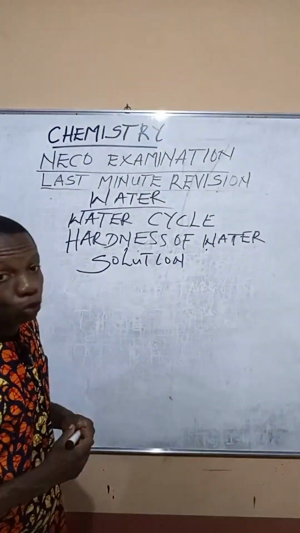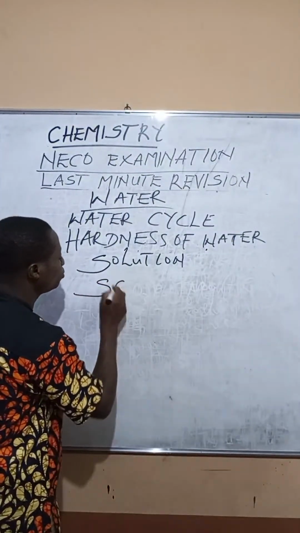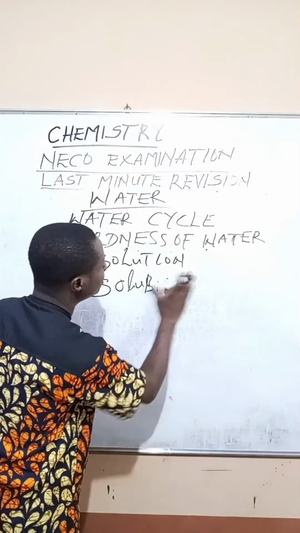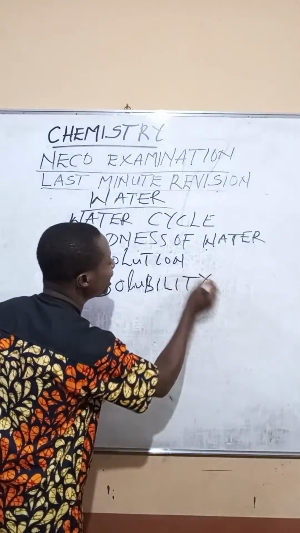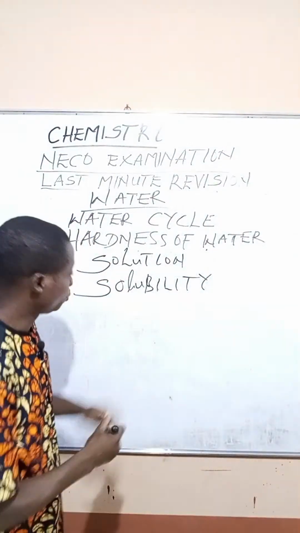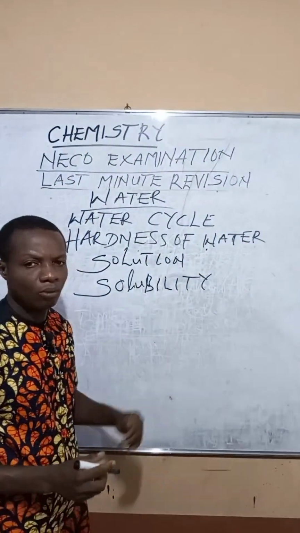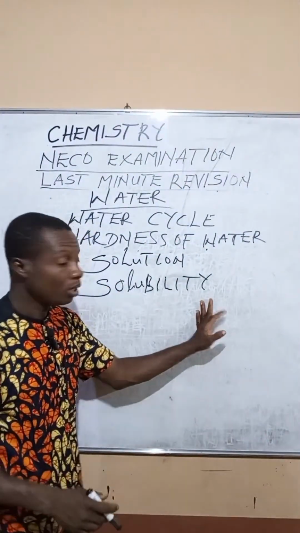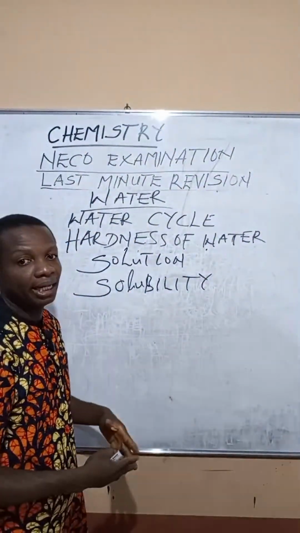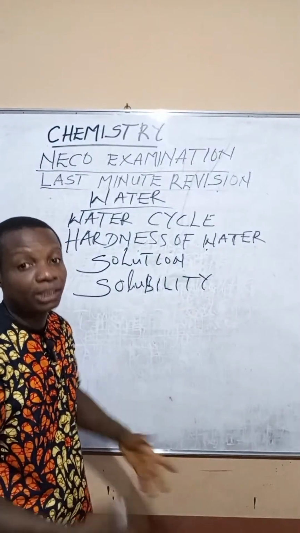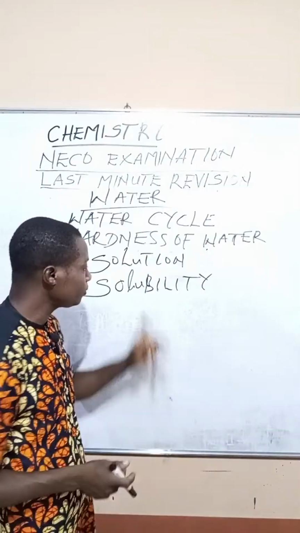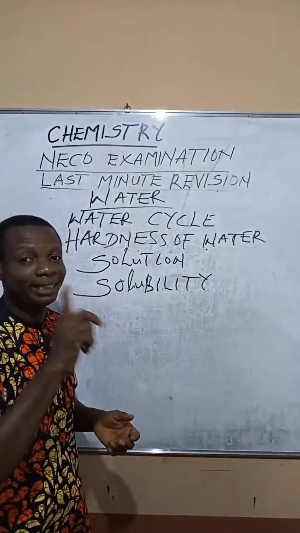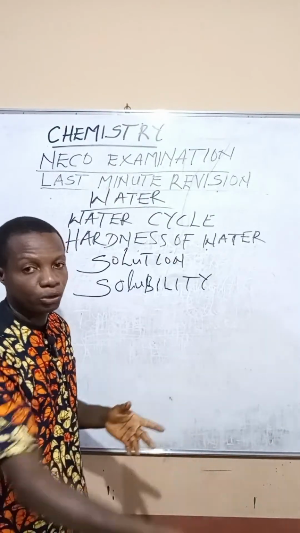Then the next one is solubility. That is soluble ability, put together, solubility. What is solubility? Solubility is the ability of a substance to dissolve in a solvent to form a solution. But in chemistry, solubility is the number of moles of solute that dissolves in 1 dm cube of a solvent to form a solution.